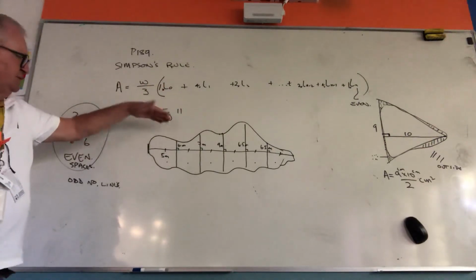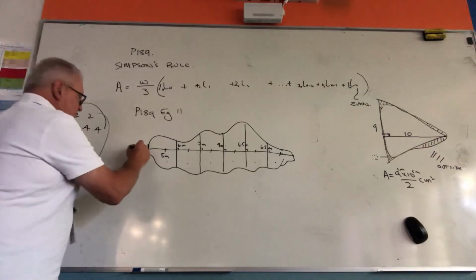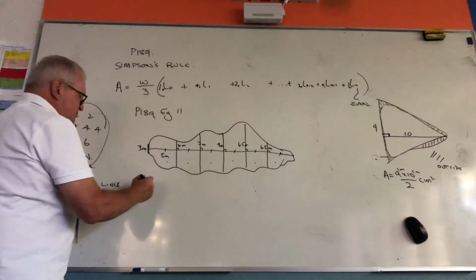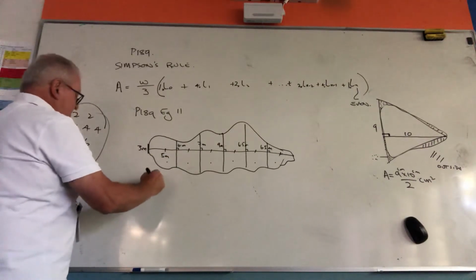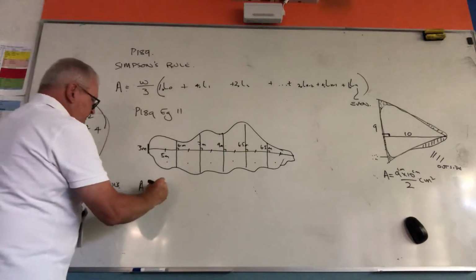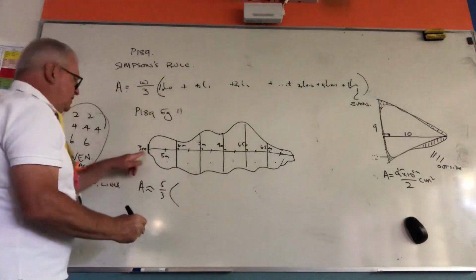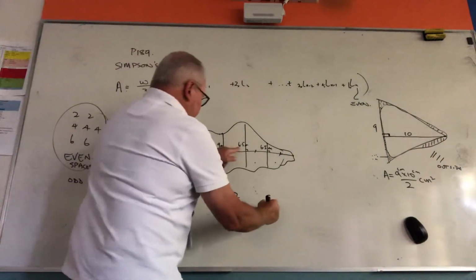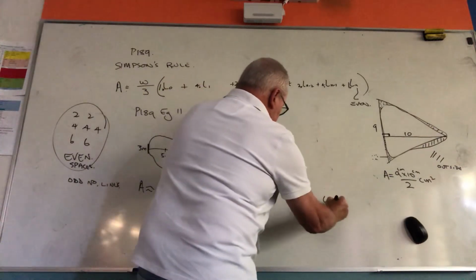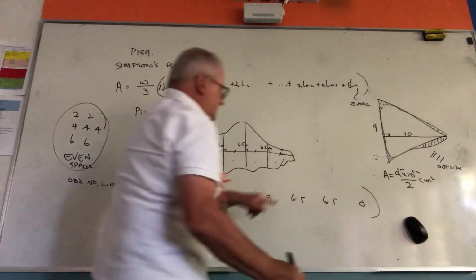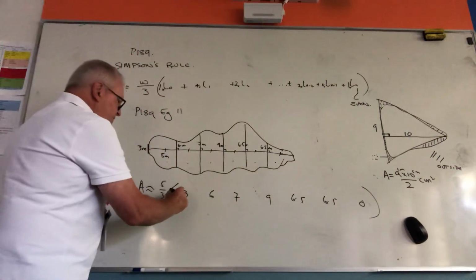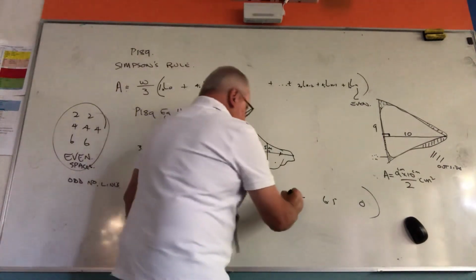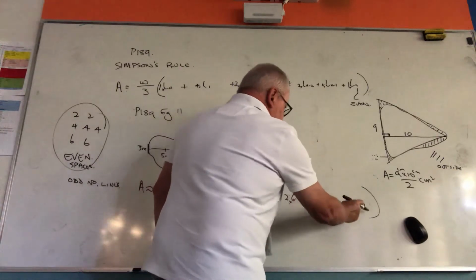Now, we have to substitute those things into the equation. Now this, unfortunately, I didn't write it down, was 3 metres. The distance between the gaps is 5 metres. So the area is approximately equal to 5 over 3. And now I write the lines down: 3, 6, 7, 9, 6.5, 6.5, 0. Now I put the coefficients in. 1 times, 4 times, 2 times, 4 times, 2 times, 4 times. Now the last one is always 1.